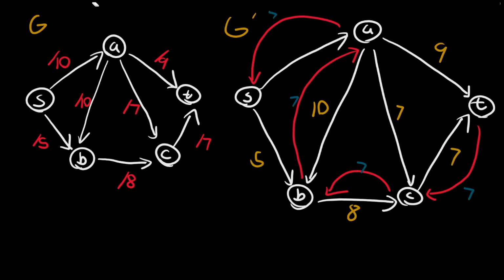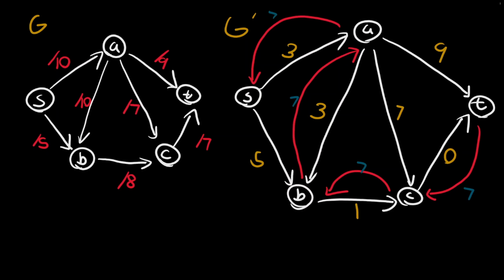So this 10, since we spent 7, is only going to have 3 left. Same with the one below. This is only going to have 3 left. On this 8 here, we're going to spend 7, so we're only going to have 1 left. And then the 7 over here on the right, we have spent all these 7 units, so we're going to have 0 left. Let's go ahead and find another path.